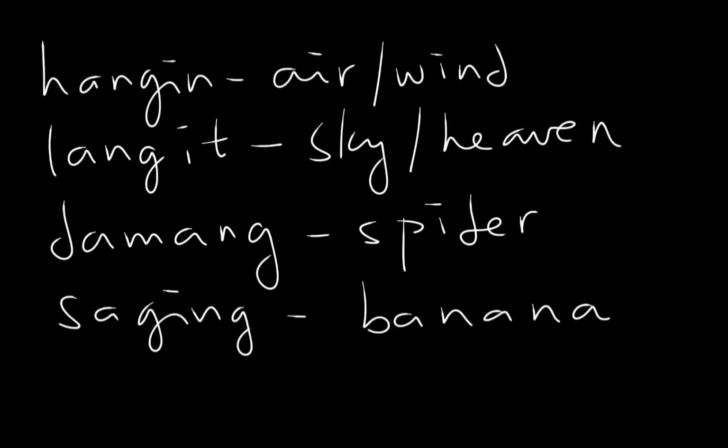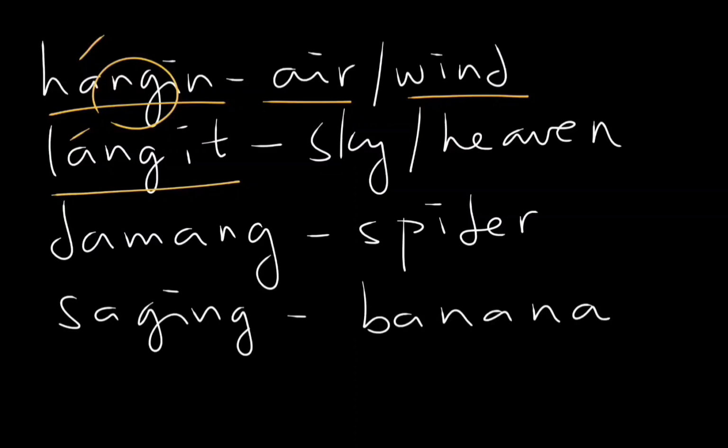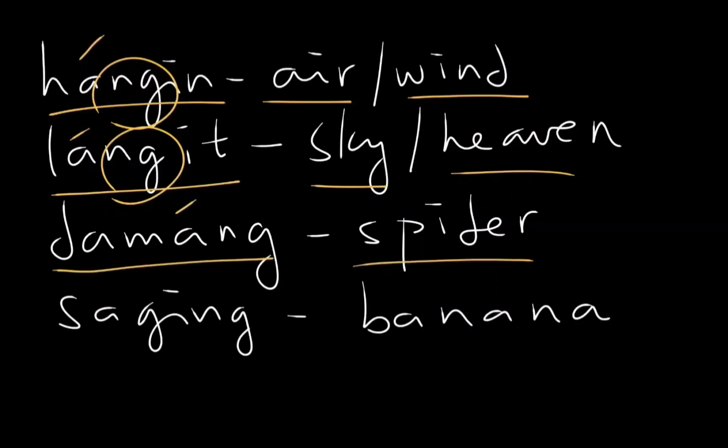The first one we have here is hangin, meaning air or wind. The consonant nga is in the middle of the word hangin. The next word is langit, meaning sky or heaven. The consonant nga is also in the middle of this word, langit. And the next word here is damang, meaning spider. The consonant nga is at the end of the word damang.